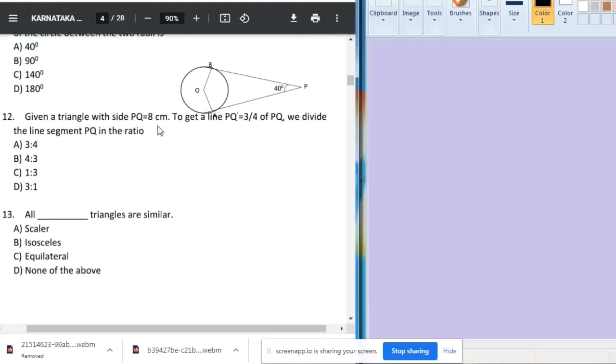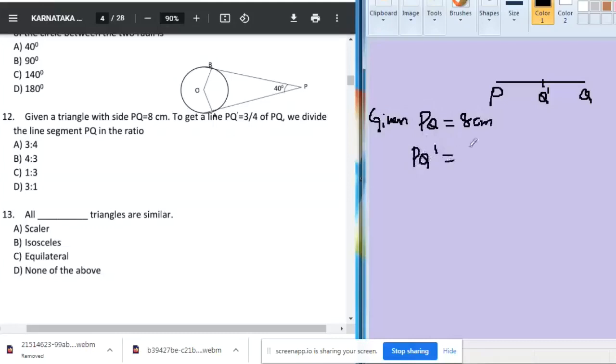12th question. Given a triangle with side PQ equal to 8 cm, to get a line PQ dash which is 3/4 of PQ, divide the line segment PQ in the ratio. So this Q dash is a point between P and Q. I am drawing a line for better understanding. This is the line PQ, and Q dash is a point dividing PQ. They have given PQ is 8 centimeters, which is mentioned in the question, and PQ dash is 3/4 of PQ. This part is 3/4 of PQ.